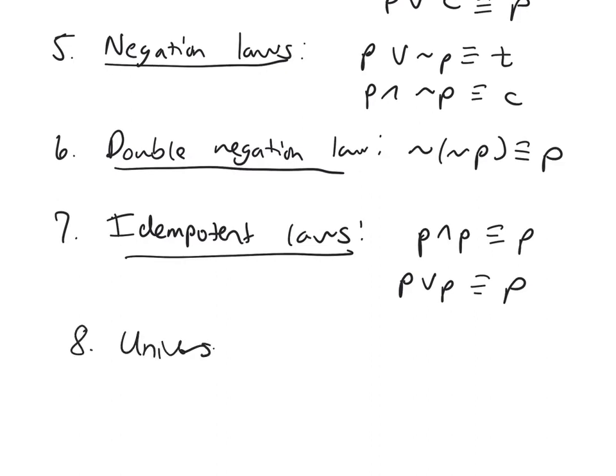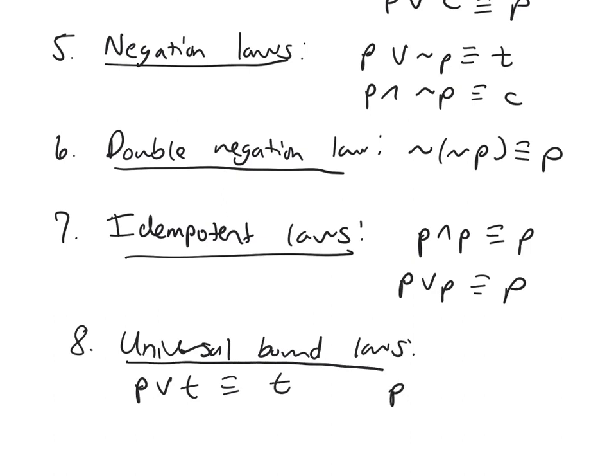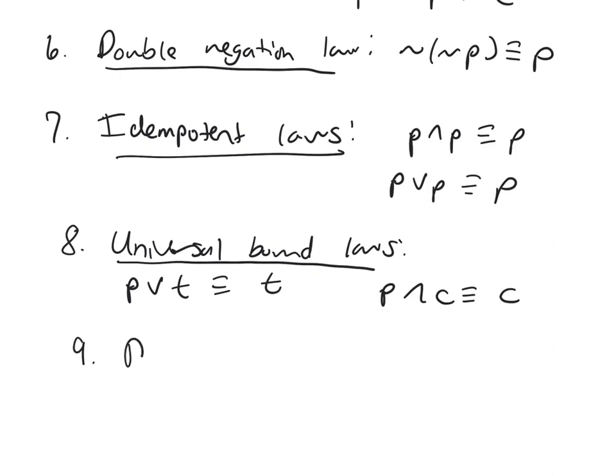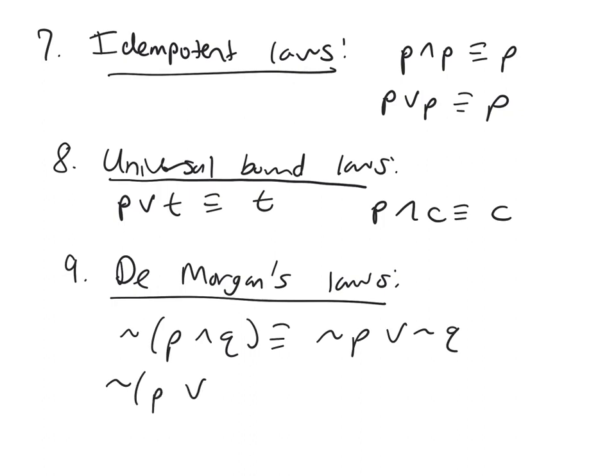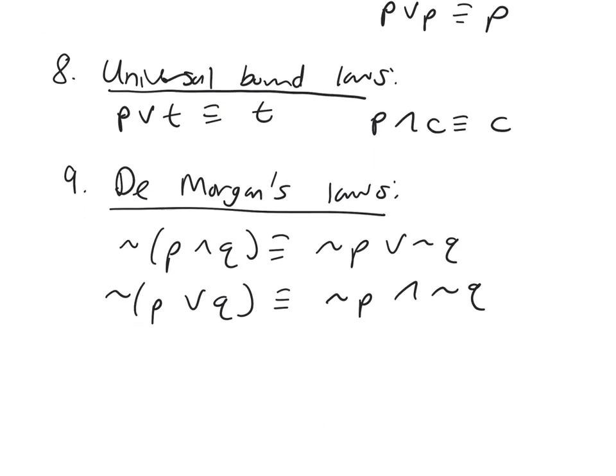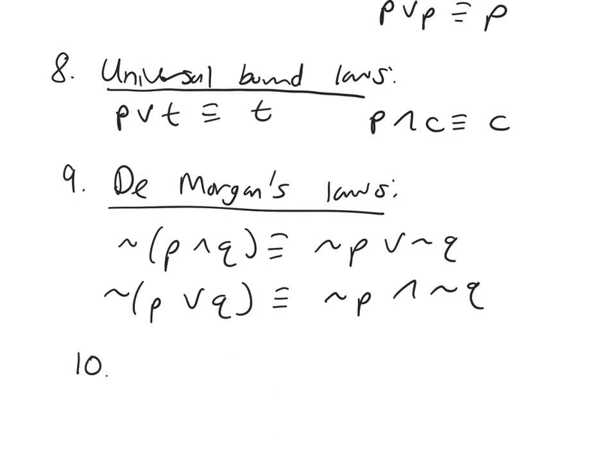Eight, universal bound laws. P or T is equivalent to T, and P and C is equivalent to C. Then De Morgan's laws, which we went over. Those say not (P and Q) is equivalent to not P or not Q, and not (P or Q) is equivalent to not P and not Q. We only got two more, bear with me. Just putting these in here for completeness.